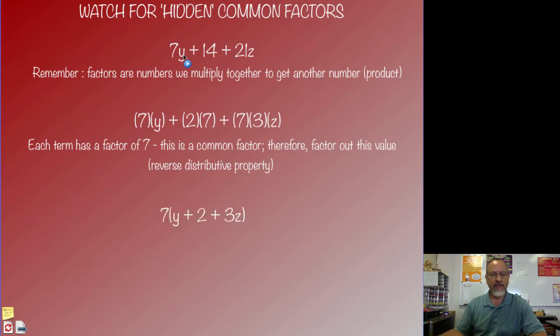So the 7 divided by 7 is 1. That leaves me 1y, or just y. The 14 divided by 7 is 2. The 21 divided by 7 is 3, and then I leave the z as well. So with the letters, they're going to be left in there for right now. So we're really just dealing with the numbers.